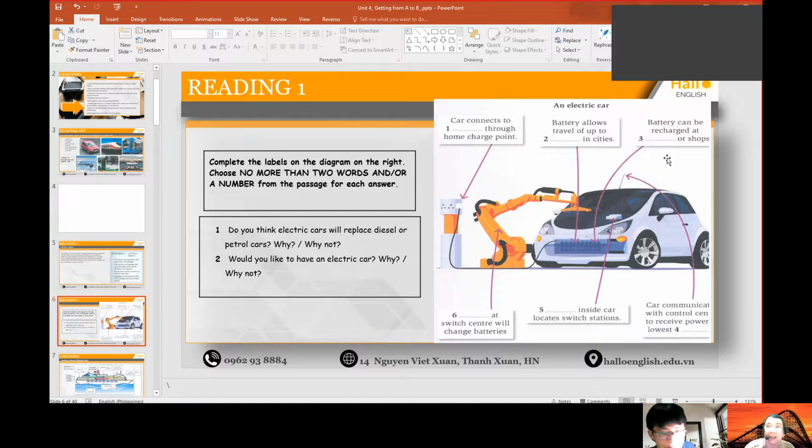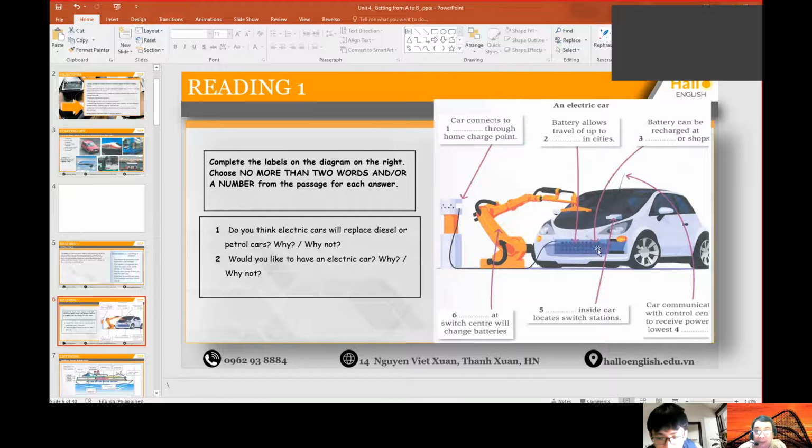Okay, going back in here. Battery can be recharged at home, supermarkets, or shop. Can fill two: work, home, supermarket, and shop. Okay, so it's just two words, right? No more than two words. So we can use two words in there. Okay, that's correct. Next, where's number four?